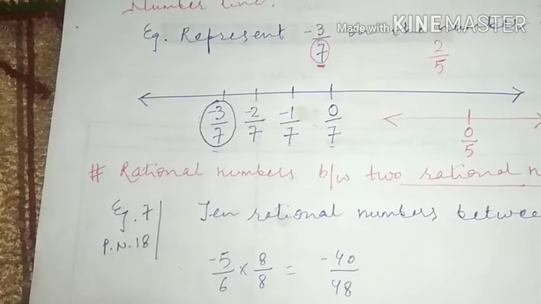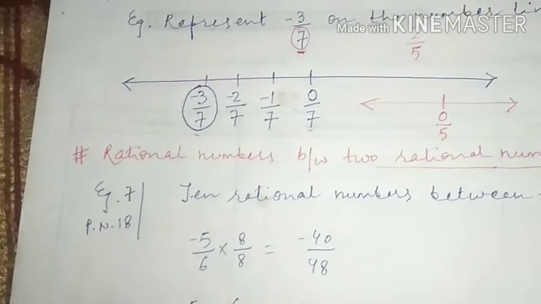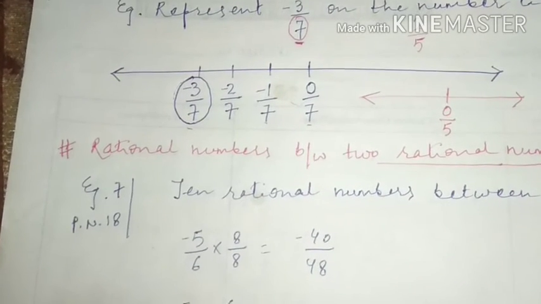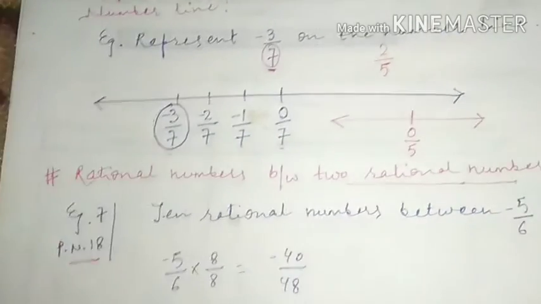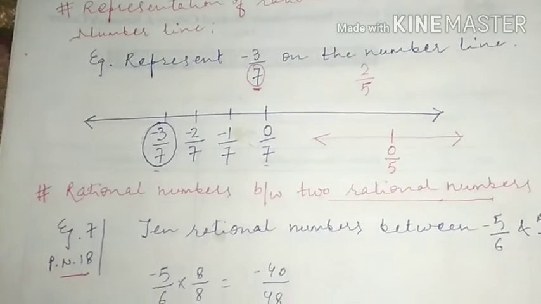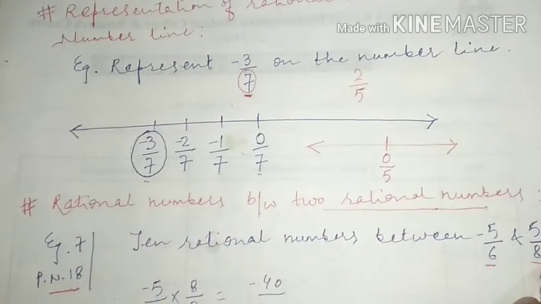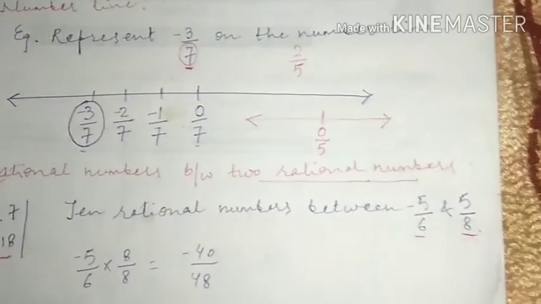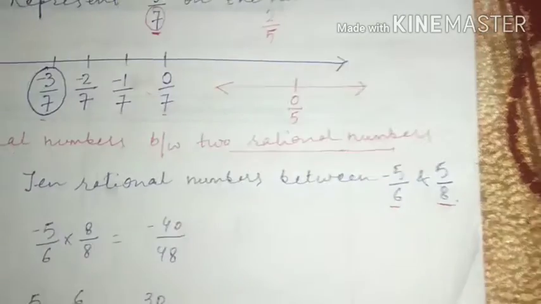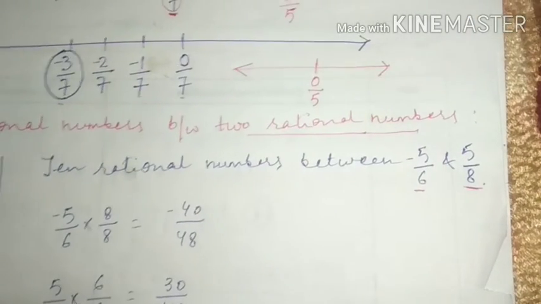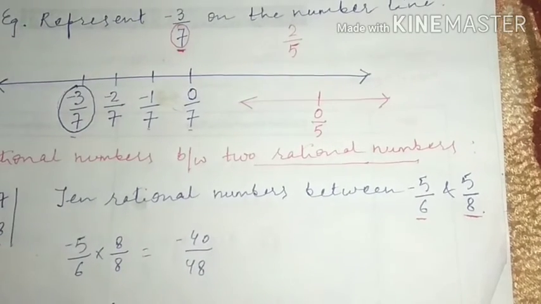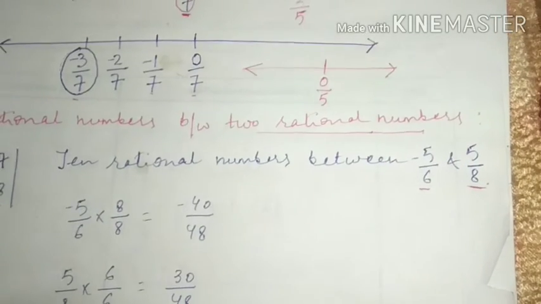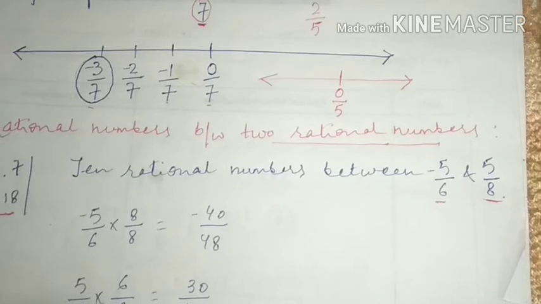So let's take an example, that is also example number 7 of your syllabus, which is available on page number 18. You can see over here. What you have to do is find 10 rational numbers between -5/6 and -5/8. Now what is the basic concept of finding rational numbers between two rational numbers? You are to make the denominators of those two numbers same. That is the basic thing of finding rational numbers between two rational numbers, right?